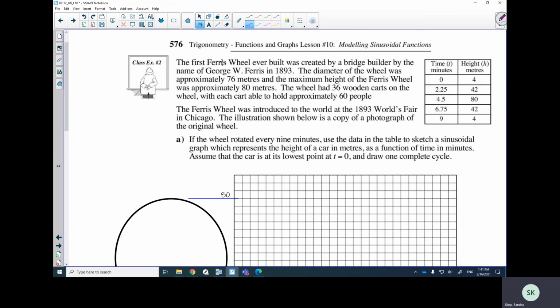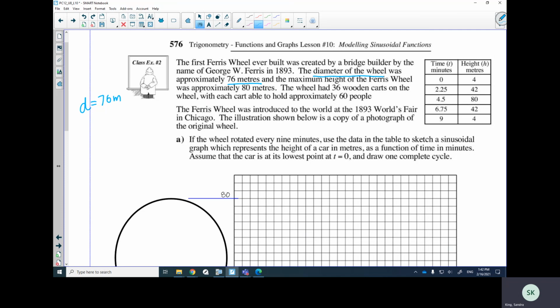If you want some history, the first Ferris wheel ever built was created by a bridge builder. Here's his name, that's the date, not relevant. We want this first piece of information: the diameter of the wheel is 76 meters. So let's write off to the side, the diameter of this Ferris wheel is 76 meters.